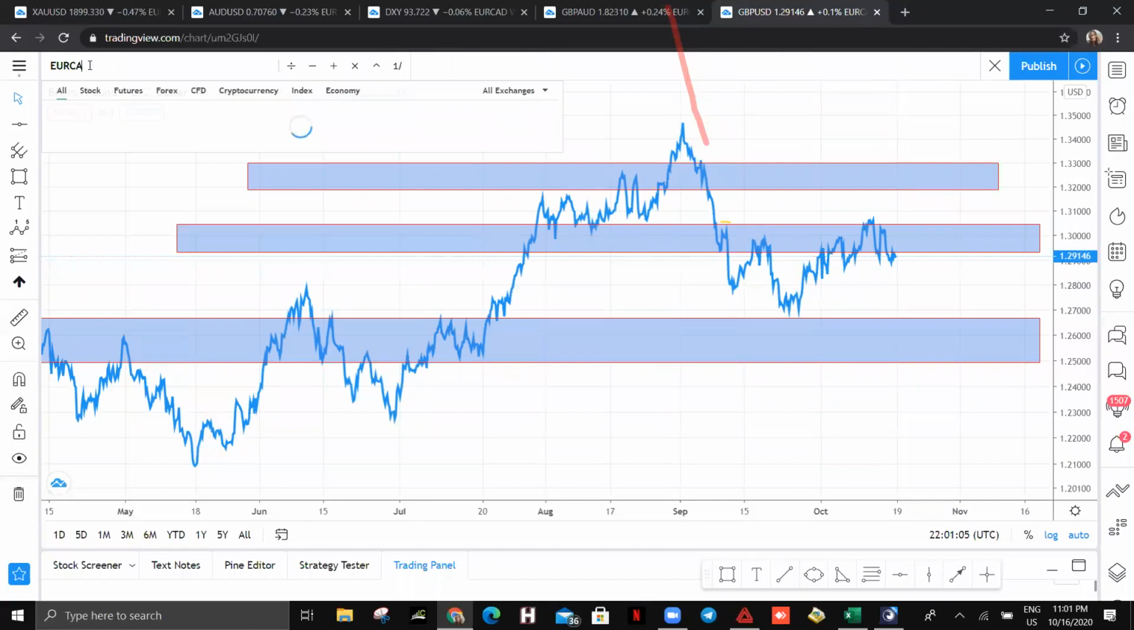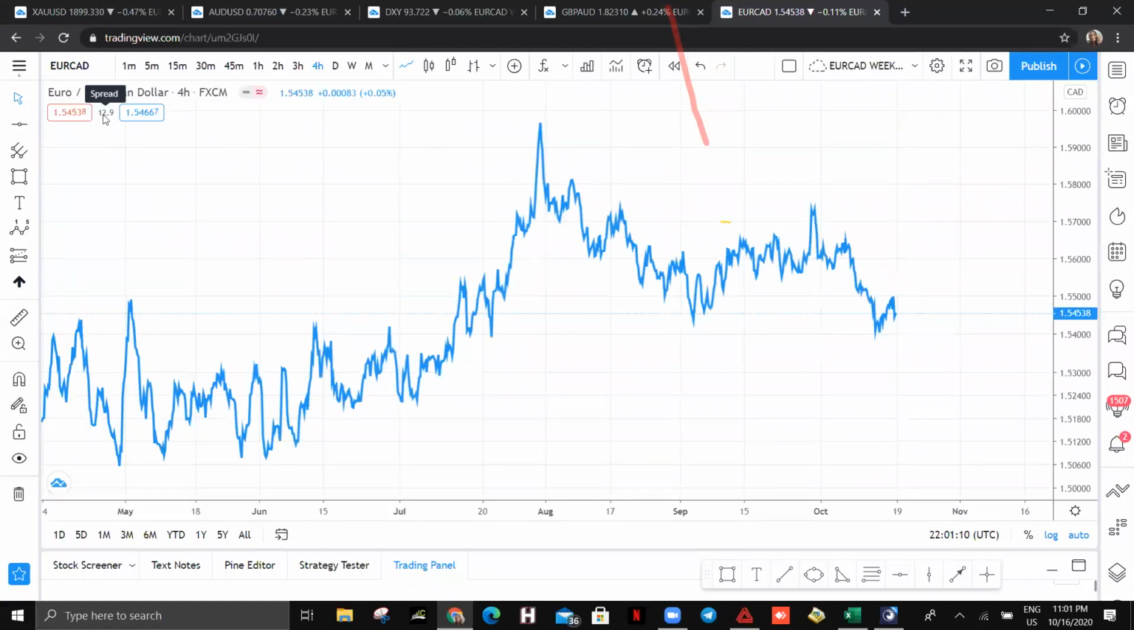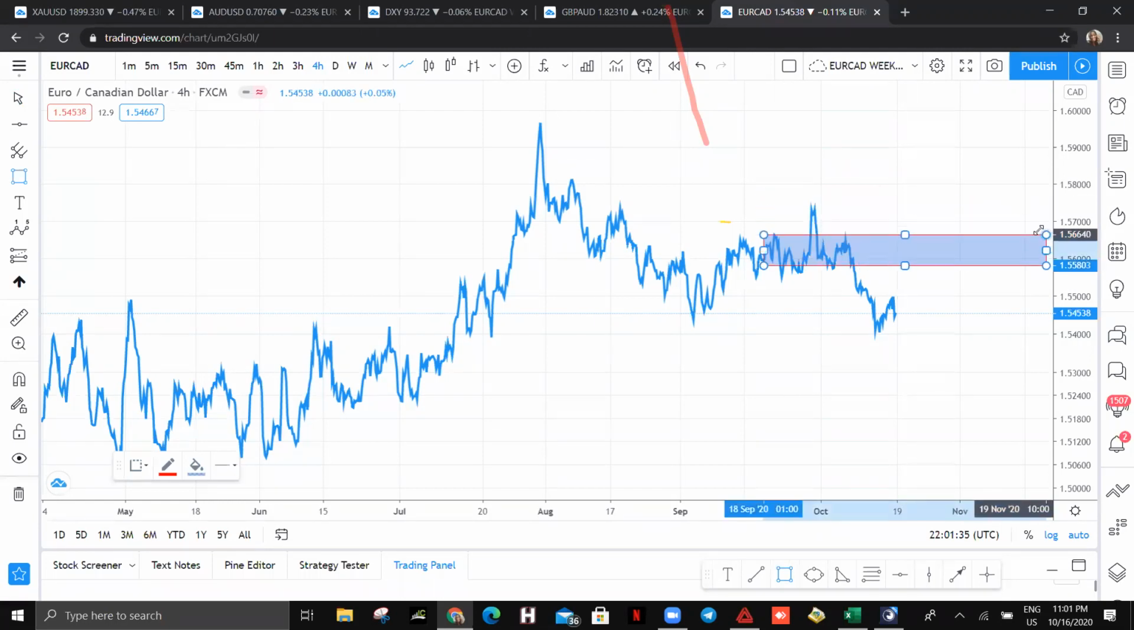Euro card. You see Euro card? And I don't like all this pair because their pullback and their drop is so much. Their pullback and their drop is very too much. You can see this one. This is a recent drop. This is a recent pullback. All these crosses, I don't do crosses. I do more of major pairs. Crosses have rarely so many number of pips.